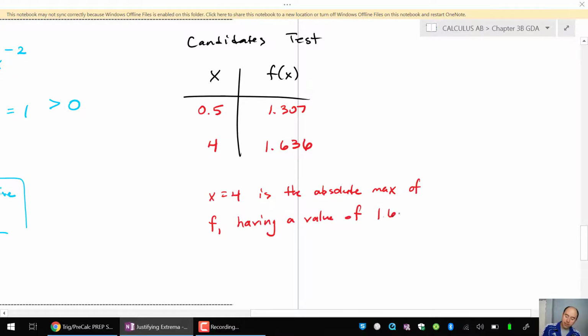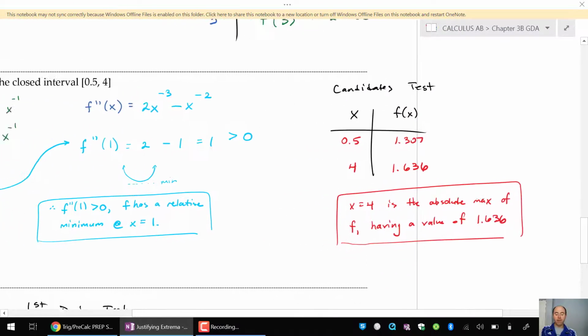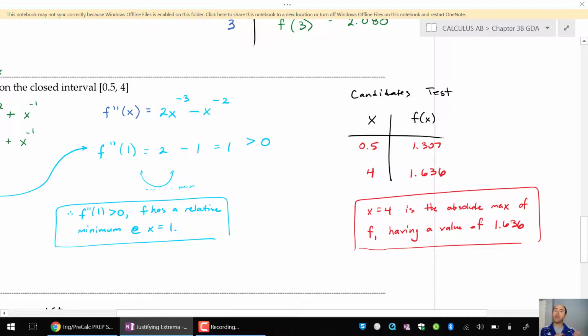of 1.636. Make sure that you don't confuse the value of an extrema, the value of a maximum or a minimum versus where it occurs. So here my absolute maximum is 1.636, but it occurs at the location x equals 4.